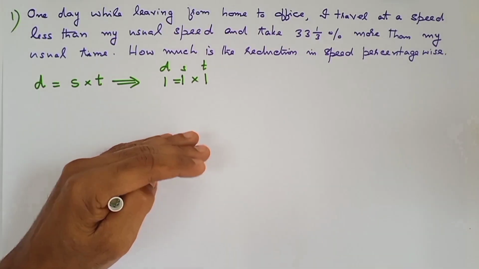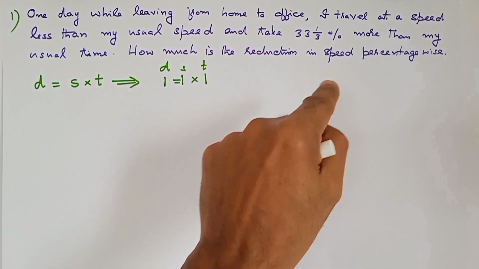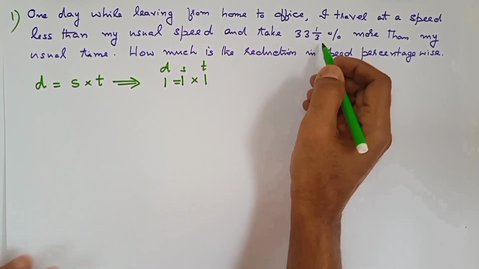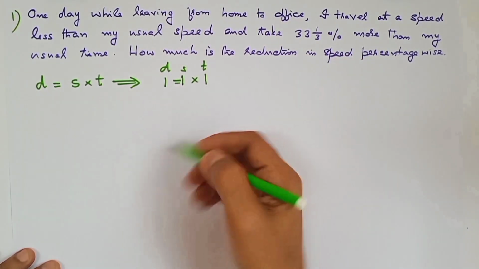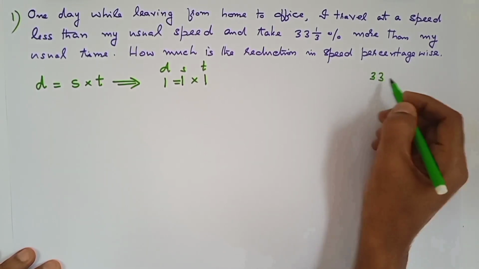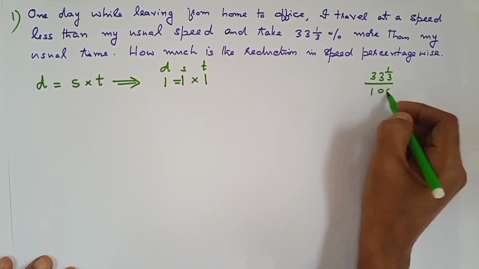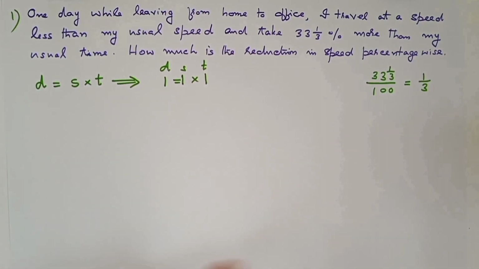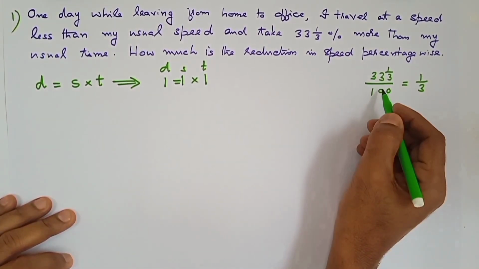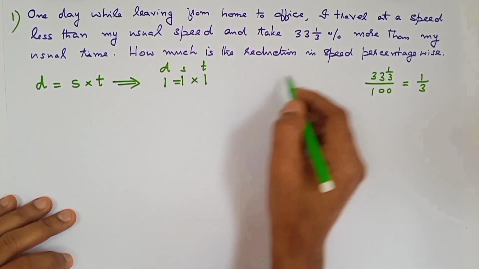Speed has been reduced. Accordingly, he has taken longer to reach the office. How much longer? 33 and 1 by 3% more. Rather, time 1 is getting increased by 33 and 1 by 3%. 33 and 1 by 3% means divided by 100. This on simplification, you will get 1 by 3. So to increase time by 33 and 1 by 3%, you will increase it by 1/3. When you increase this by 1/3, what do you have?